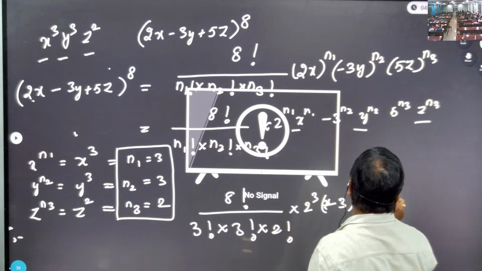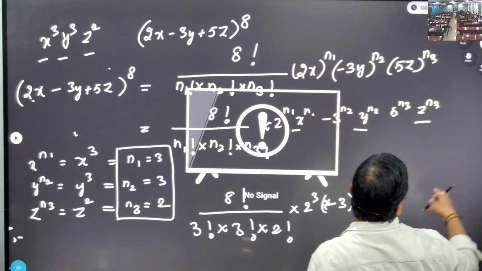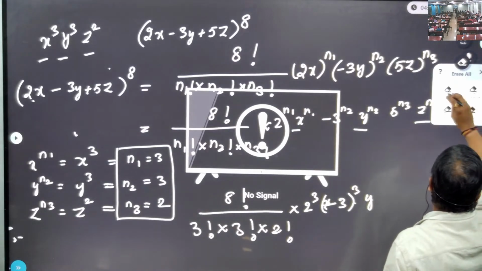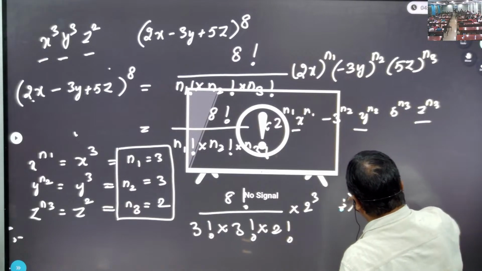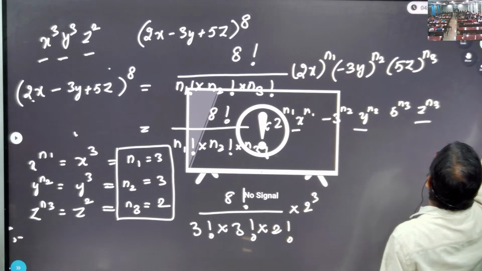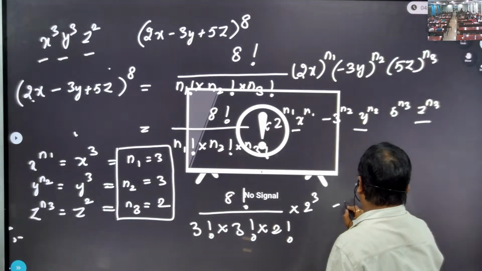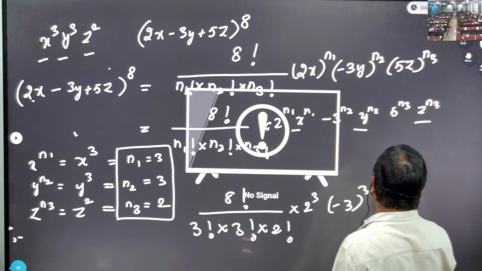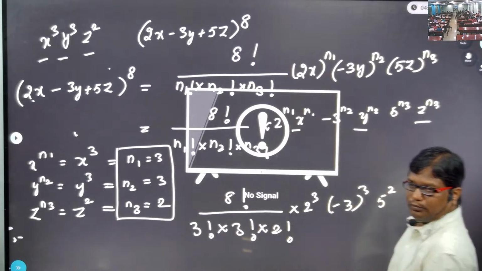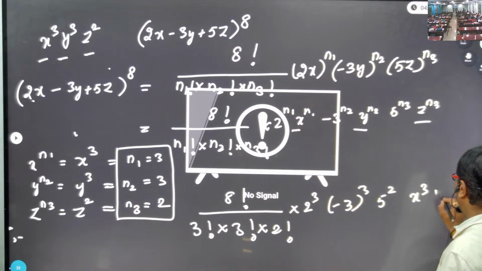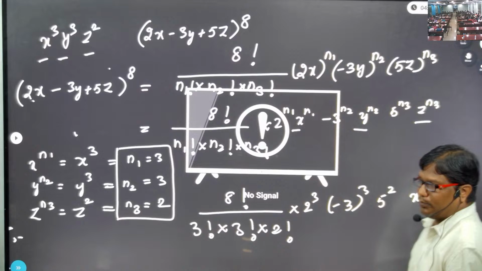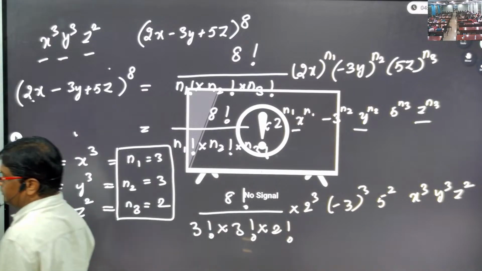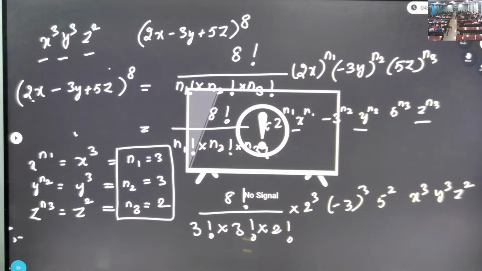Next z power n3. What is z value? So minus 3 power 3. Next z value is 2. That is 5 power 2. Right. So here we will be writing x power 3, y power 3, z power 2. Then we simplify, that is evaluate the equation, and we will be getting the final answer. Okay, that is our multinomial theorem.